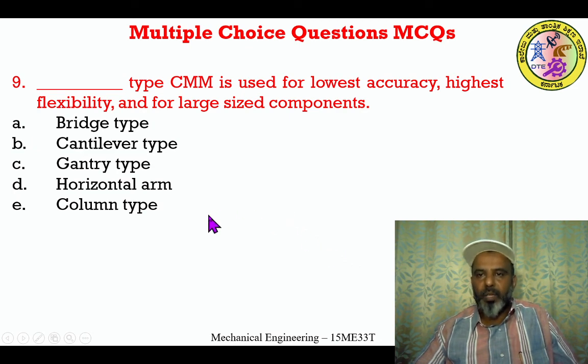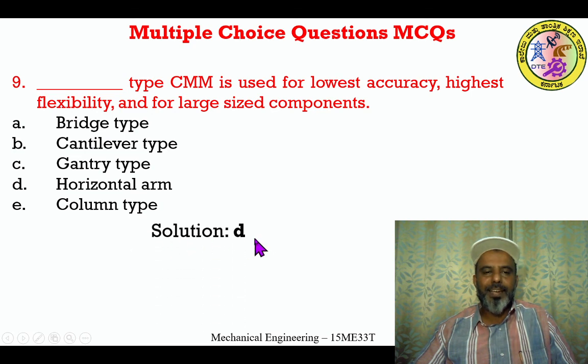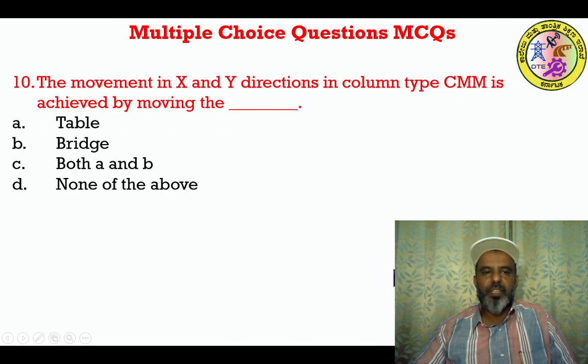If you are not knowing, the answer will come within 15 seconds. Yes, the answer is coming. Which answer? Yes, it is coming. The answer is D, that is the horizontal arm type. This horizontal arm type is employed for lowest accuracy, highest flexibility, and for large size components.